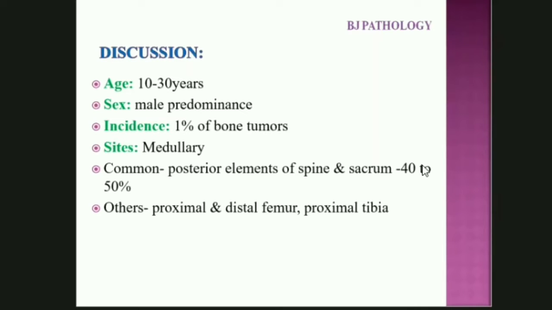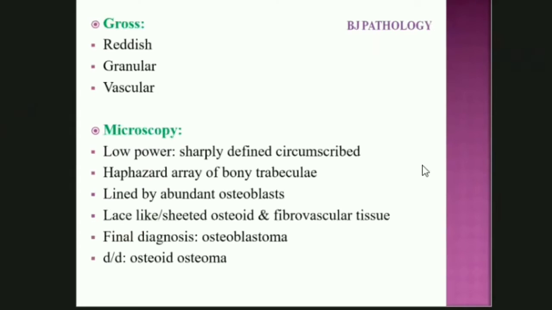So taking into consideration the clinical diagnosis and the radiological diagnosis, we arrived at the conclusive diagnosis of osteoblastoma because the lesion was more than 2.5 centimeters. If the same thing was less than 2.5 centimeters, then we would have called it osteoid osteoma. Coming to the microscopy, it was a sharply defined circumscribed lesion with haphazard arrangement of bony trabeculae lined by abundant plump osteoblasts.